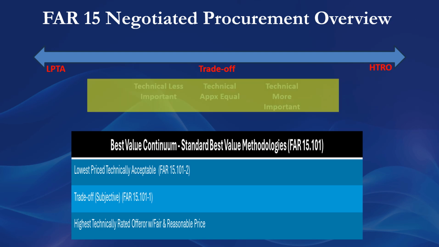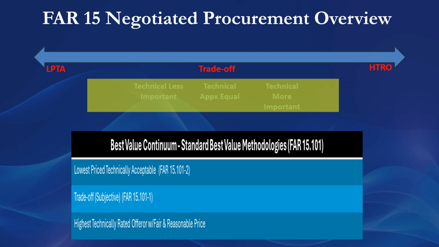The next best value methodology is trade-off. The trade-off process is a little more nuanced because the relationship between the technical factors and cost or price varies based on the agency's goals. The technical factors can be less important than cost or price, approximately equal to price, or more or significantly more important than cost or price.